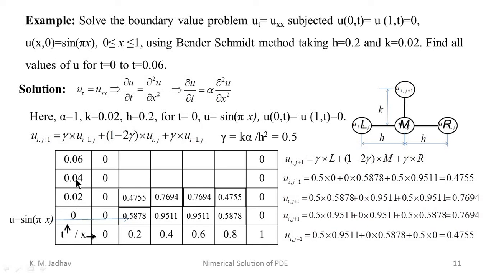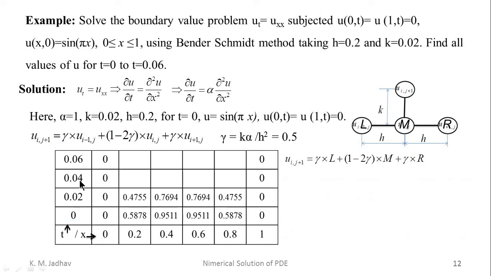Now we have to calculate values of u when t is equal to 0.04. To calculate this, again we will use this formula. If you put these values, we will get this value equal to 0.3847. So we can write it here. Similarly, we can calculate the value at this point.